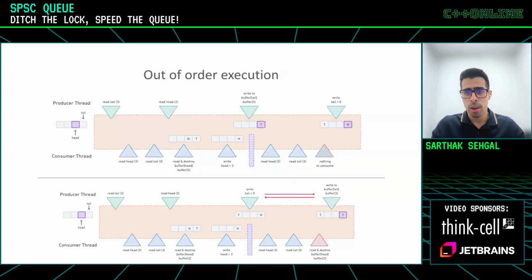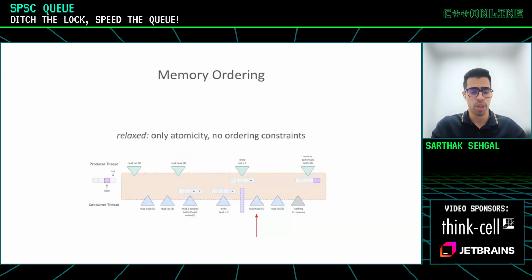This picture depicts that. On the top, the instructions are executed by the CPU in the sequence they are in my program, but on the bottom, if I switch the two instructions, that is, I update the tail before I've actually written to the buffer, the consumer thread reads and destroys the buffer element, which I've not even written to yet. So with atomics, we need to ensure atomicity, but also ensure synchronization of the memory access. And that is where memory ordering comes in.